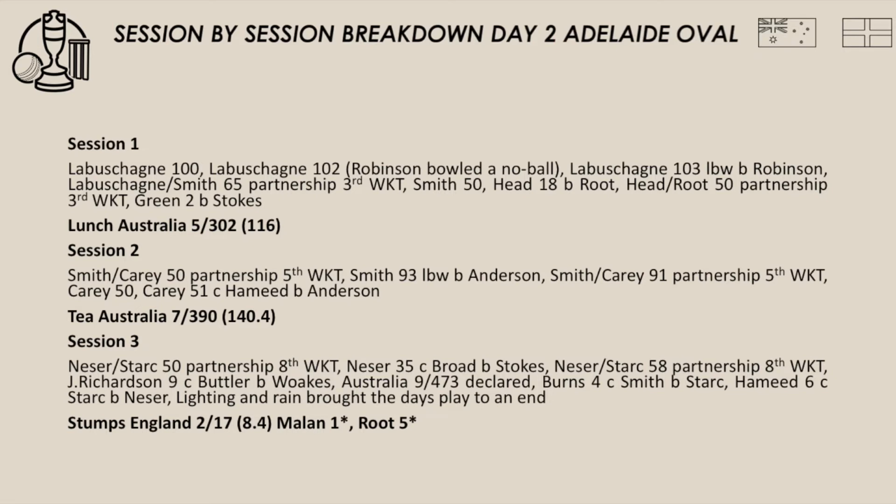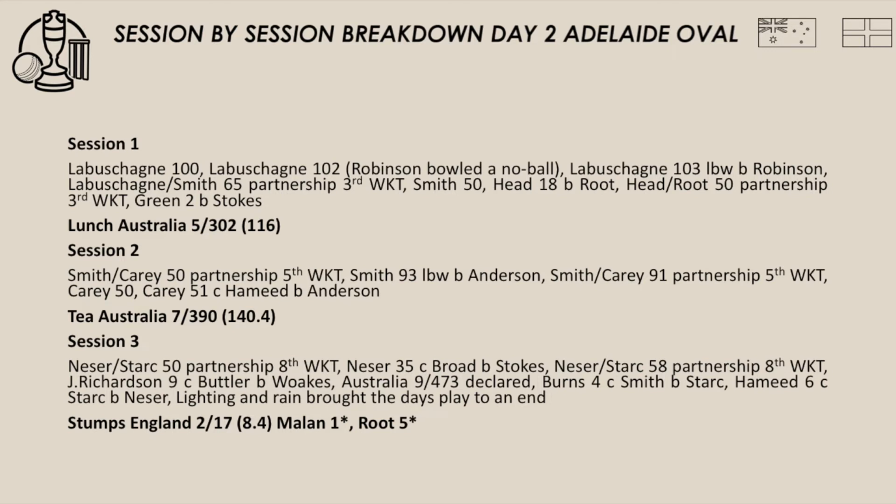In the first session of play, Labuschagne brought up his century. Then Ollie Robinson got Labuschagne out for 102, but he bowled a no ball. But Labuschagne soon got out to Robinson soon after, LBW for 103. Labuschagne and Smith added 65 for the third wicket partnership.